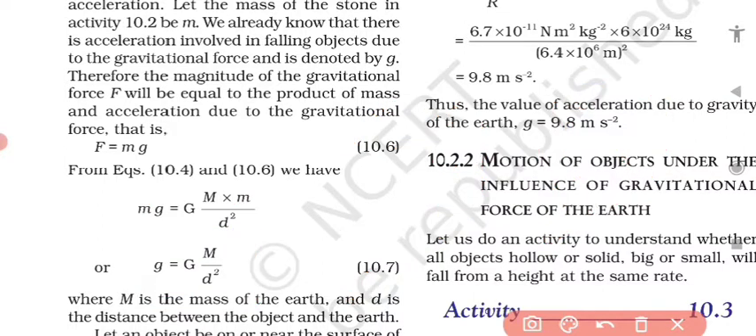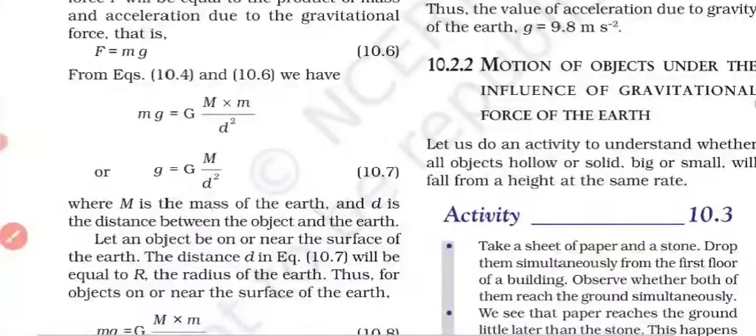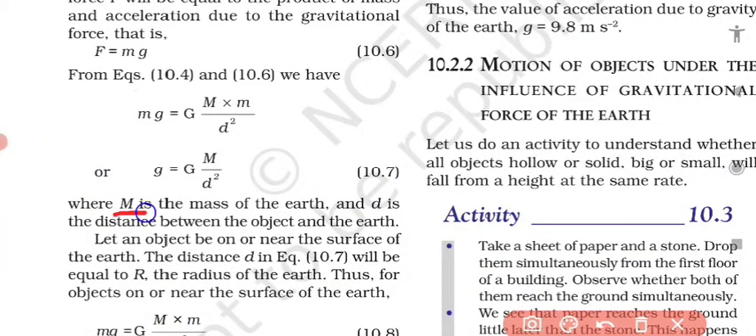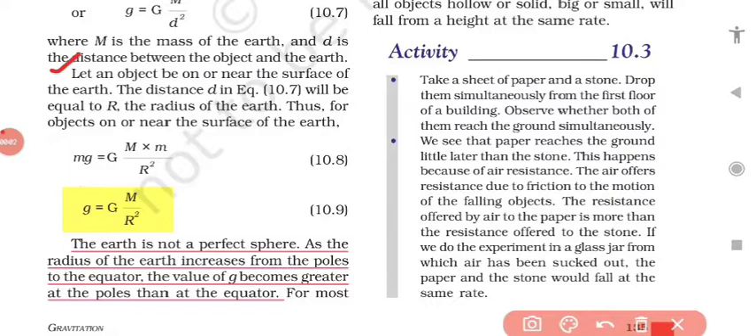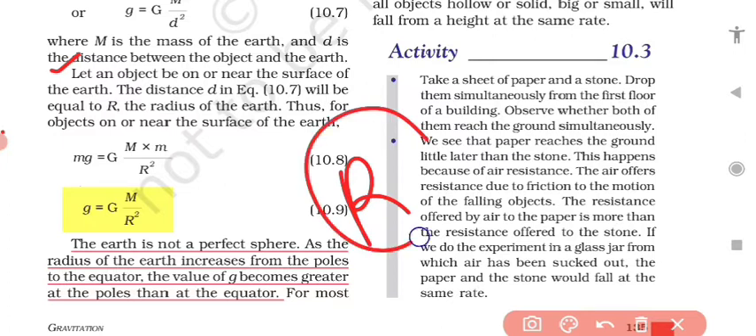Now see again, capital M is the mass of earth, and small d is the distance between the object and the earth. Now see, let an object be on or near the surface of the earth. So the distance d will be equal to capital R. Capital R is the radius of earth.